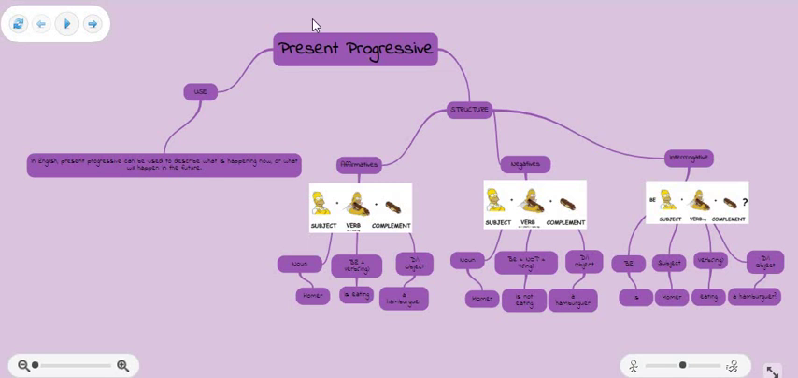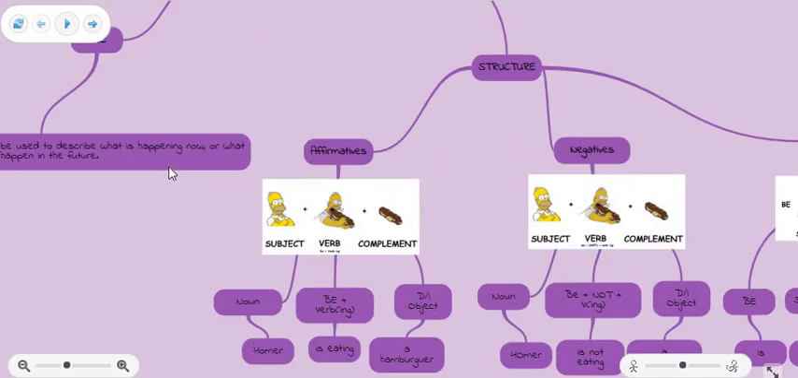Hello everybody, today we will start our class by recalling some details about the present progressive tense, its structure and its use. So in order to understand why we use it in that way, we will remember the why.